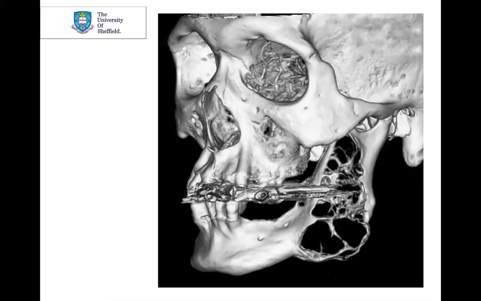We can use these sectional images to provide a 3D reconstruction. And here we have, again, another lesion which is in the posterior body and the ramus of the mandible. We can see the expansion at the lower border, and you can also get an impression of how multilocular it is, with these strands of tissue which are separating the tissue into various compartments.